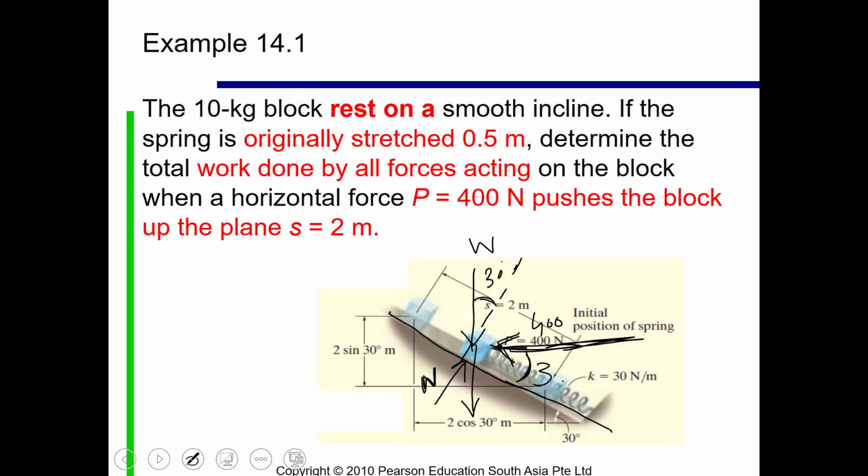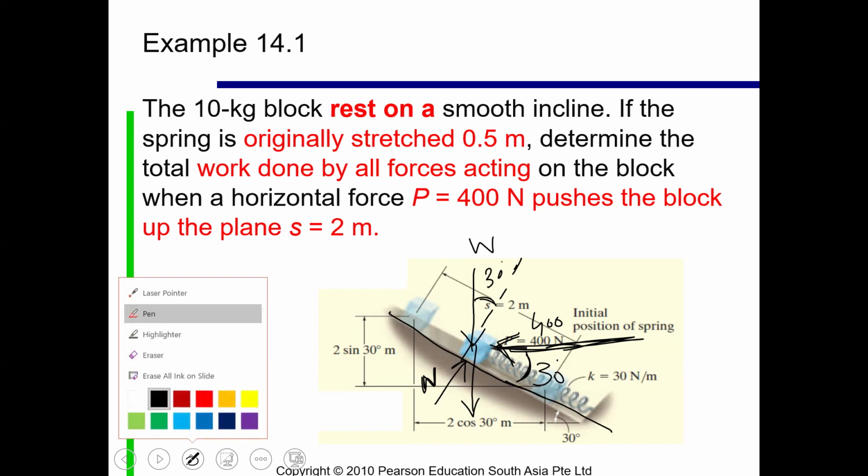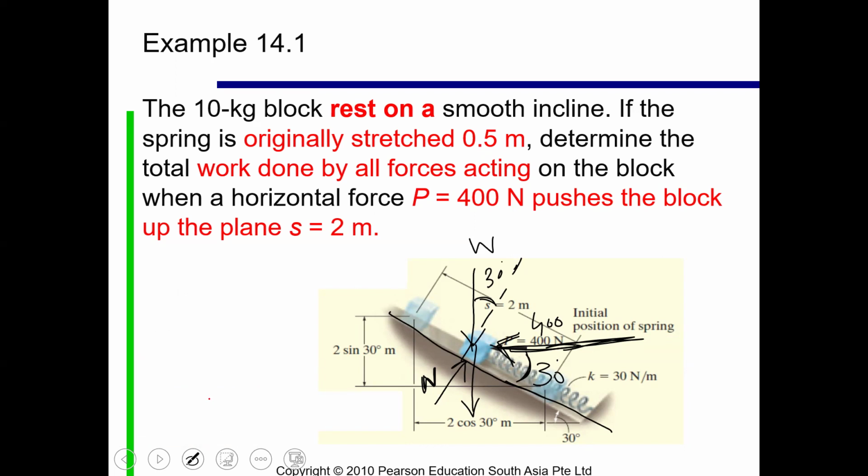430, right? And what else do you see? When you push the 400 force on the block upward, what would be the direction of the spring force? When this block is being pulled upward with an external force of 400 Newton, how will the force develop in the spring?